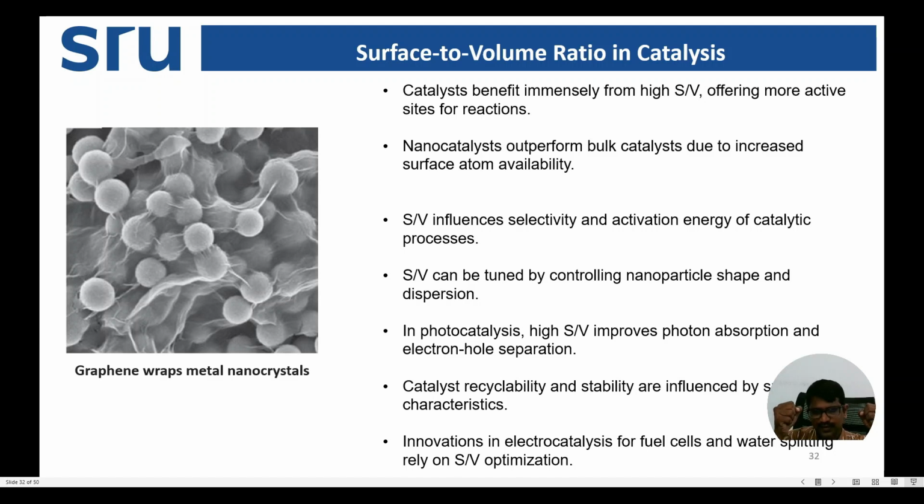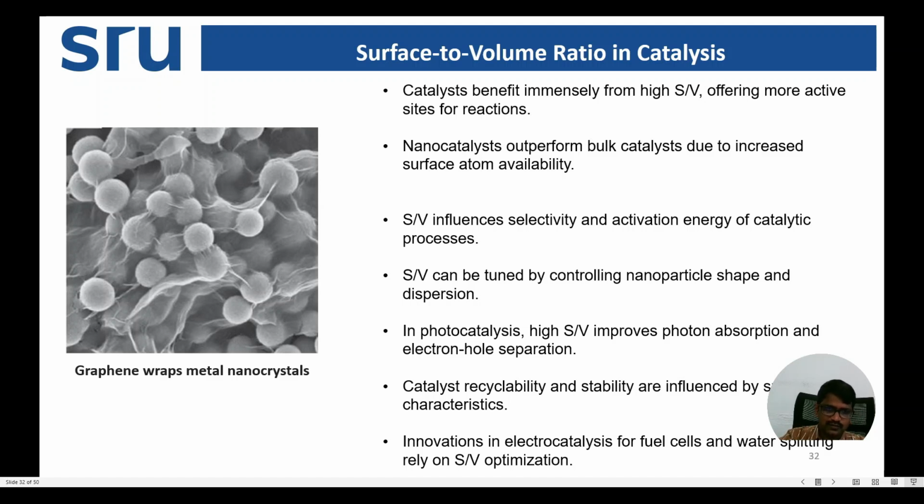That's why in photocatalysis, if you have a high surface to volume ratio, meaning more atoms at the surface, the absorption will be very high. If a material absorbs more sunlight, the efficiency of the process will increase. For example, if you take a solar cell, okay, solar cell.